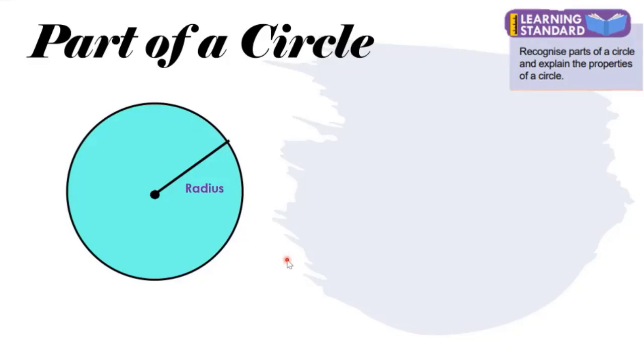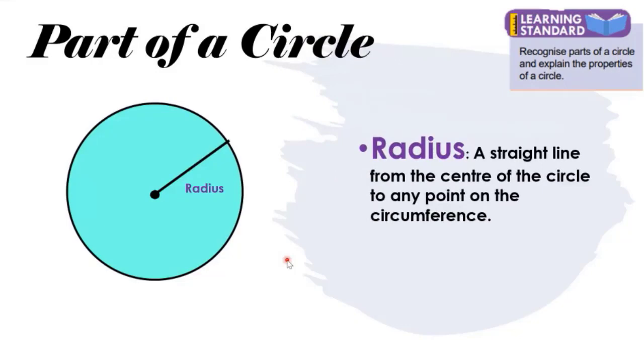Radius is a straight line. This must be a straight line from the center of the circle to any point on the circumference. Means from here to here, this straight line, let's say it's 5 centimeters. So from here to here is also 5 centimeters. Let's say this is a cake. When you cut it into a few pieces, actually all the lengths are the same because this is the radius. Length all the same, from the center to the circumference.